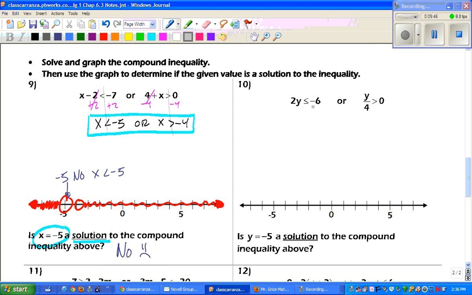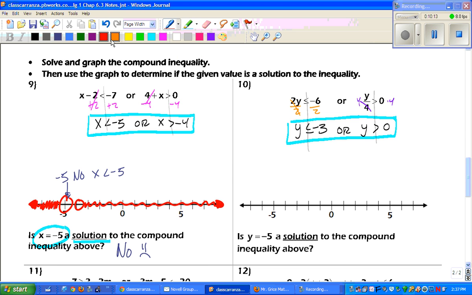All right, number 10. Let's go through. Divide by 2. Y is less than or equal to negative 3. Times both sides by 4. Y is greater than 4. And don't forget the or. Those are in order.